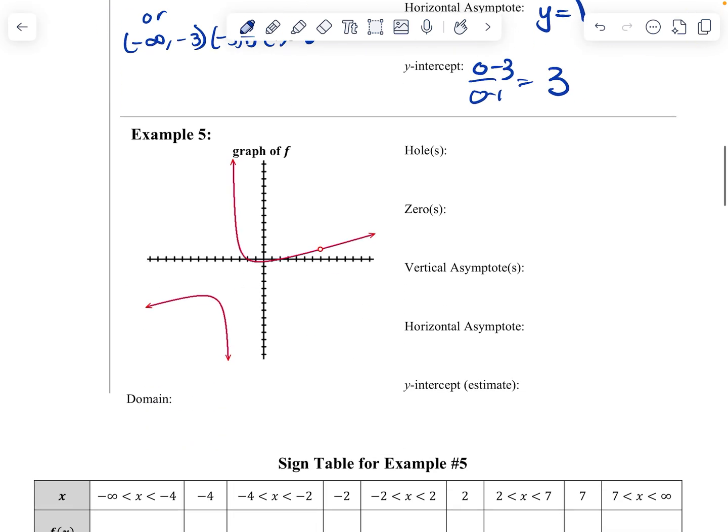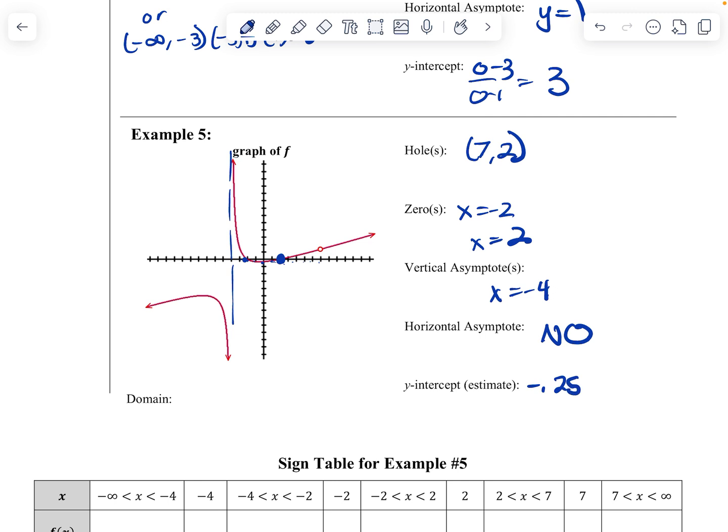And so we can tell this stuff from a graph. So it looks like there's a hole at 7 and 2. Where does it cross the x-axis? At x equals -2 and x equals 2. Where does it look like this vertical one is? 1, 2, 3, 4. It doesn't look like there's a horizontal. And there's a y-intercept maybe at negative 0.25.